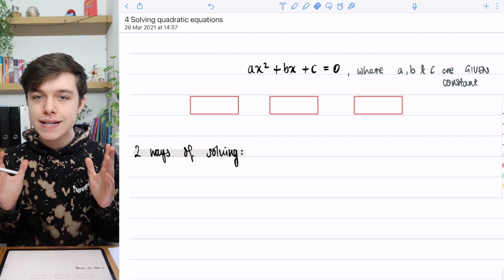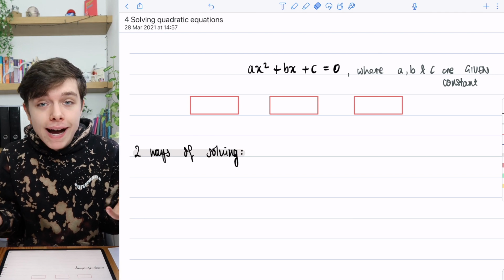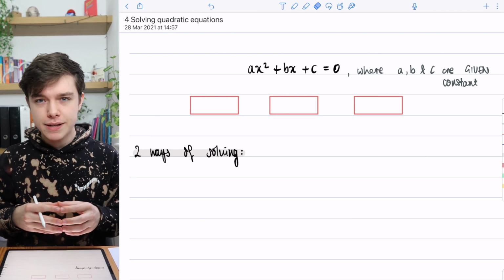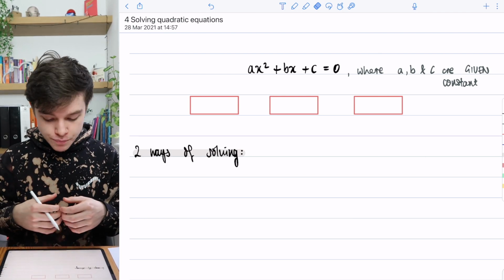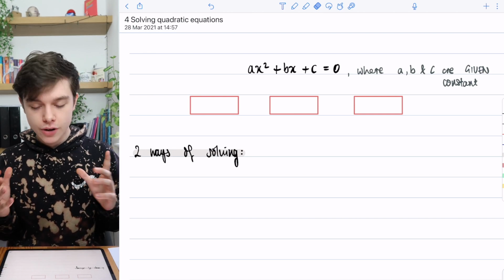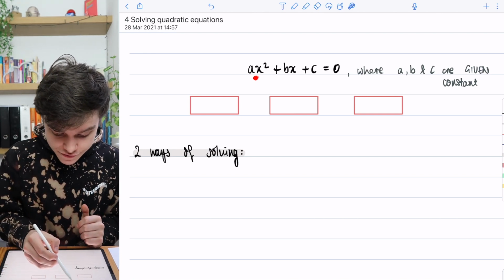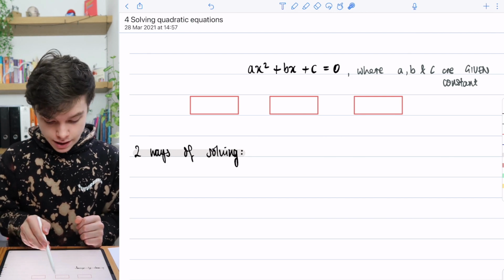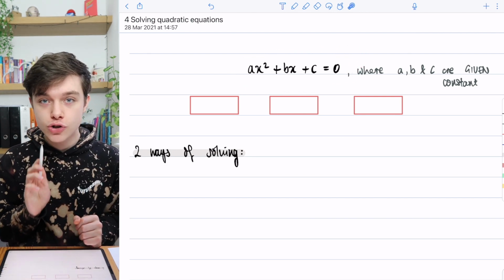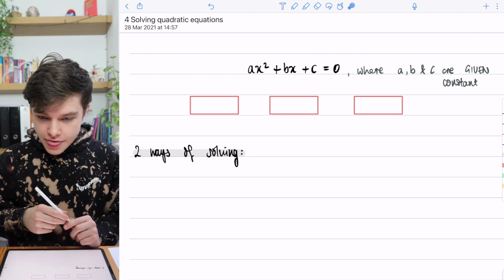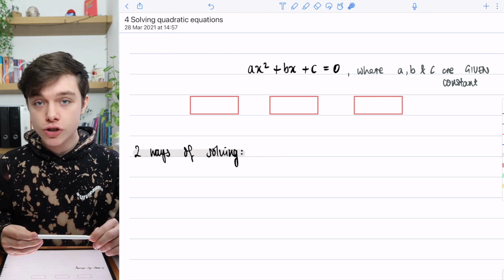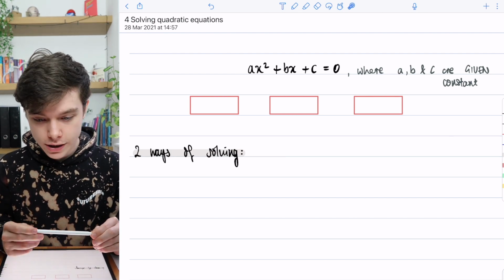We're not trying to find a, b and c. Some questions you might be able to find a, b and c. You might be asked to depending on the question. But when you're asked to solve a quadratic equation, you are trying to find the values of x that make this situation true.